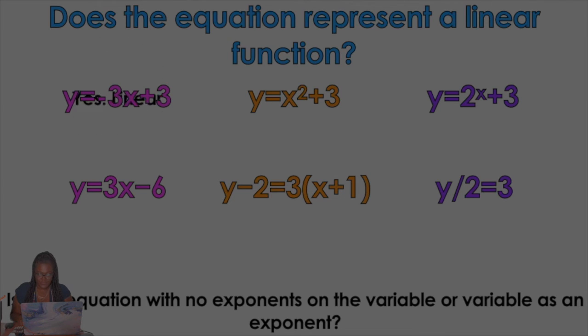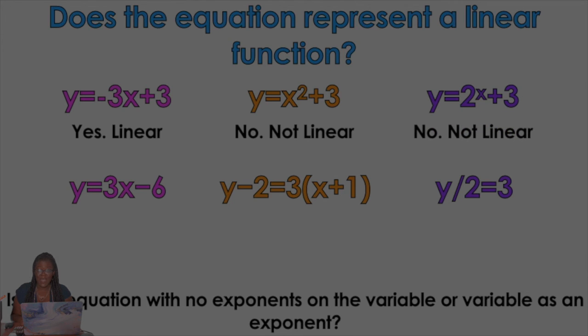So, first one, yes, it is linear. Passes the guidelines. Second one, no, it's not linear because it has a squared, an exponent. That's quadratic. We're not doing that. No, not linear, because the x is an exponent. You see how it's tiny up there? That's an exponent. The variable is an exponent. Not allowed. Yes, this is linear. Yes, this is linear. Yes, this is linear. Fantastic. We love to see it.